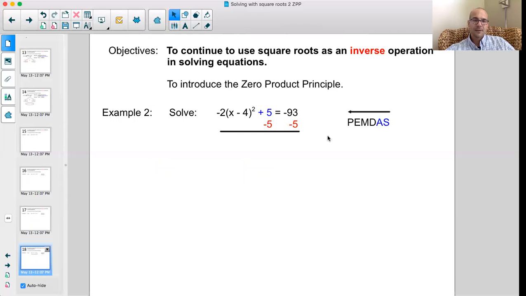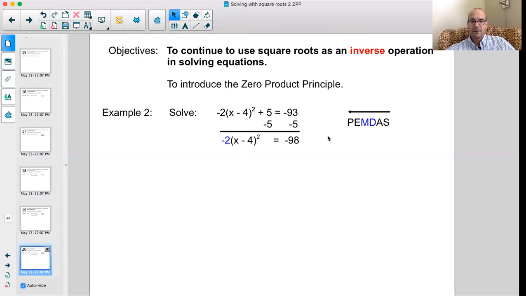Use that inverse operation on both sides, and you'll get a new equation where the canceling has happened of the positive 5 and negative 5. You're left with just the rest of the expression, negative 2 times (x + 4)², and that equals not negative 93 anymore, but negative 98. So let's move on to the next piece of the puzzle, and that is our multiplication and division, since our addition and subtraction is gone.